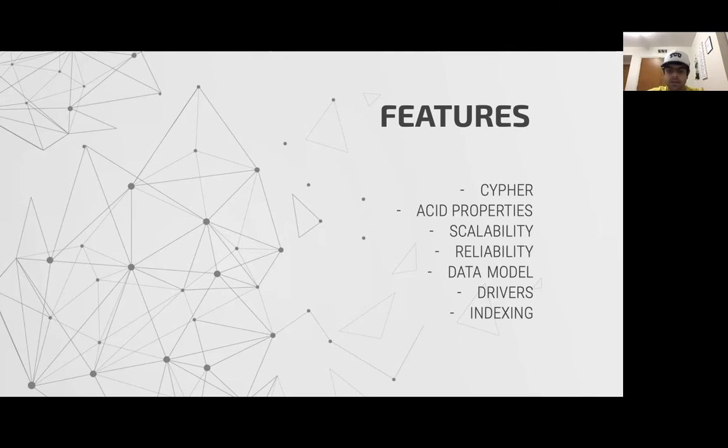And talking about the ACID properties, ACID stands for atomicity, consistency, isolation, and durability. One of the features of Neo4j is that it supports full ACID rules. It supports every single one of them.